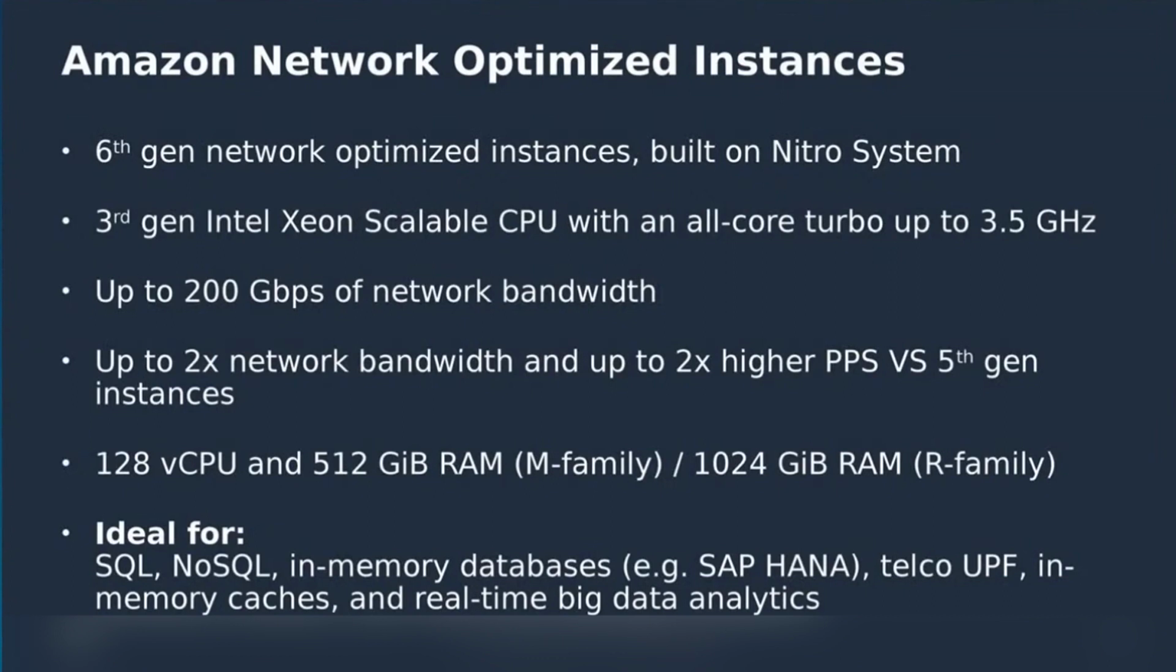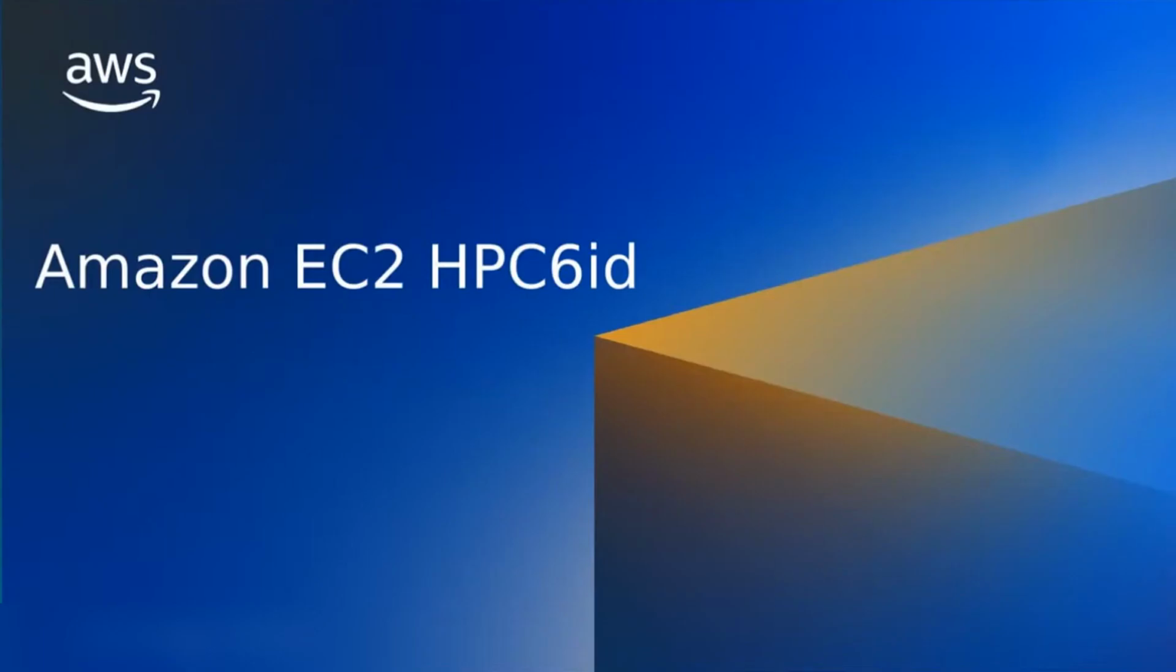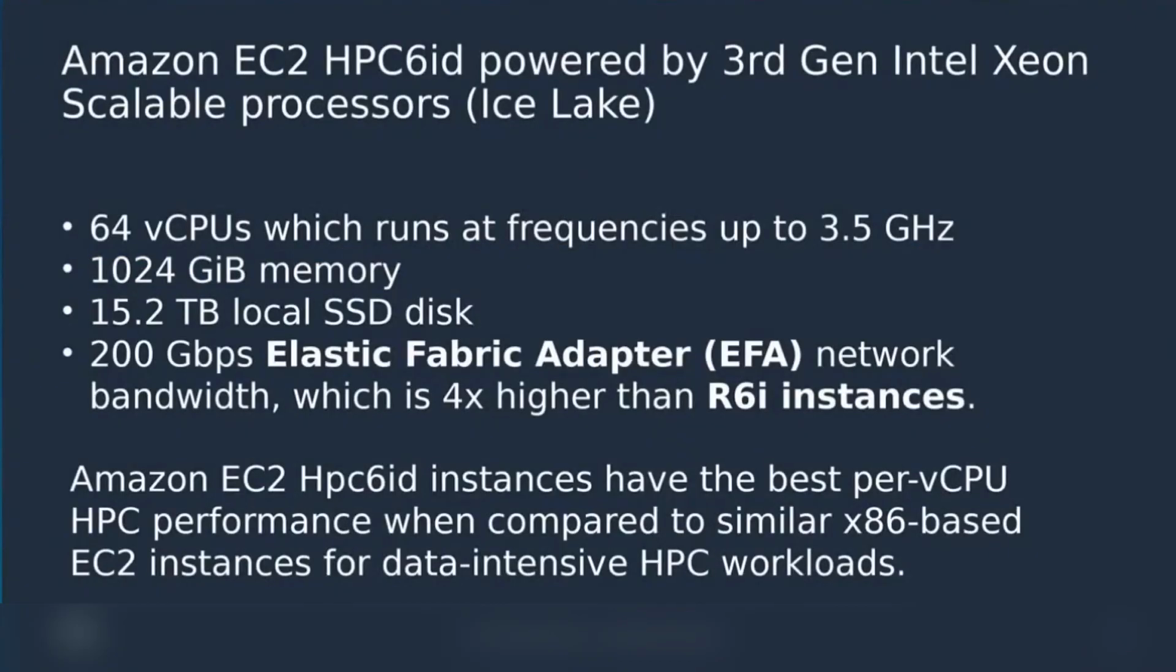I would like to emphasize EC2 HPC6id instances, the purpose of which is to offer cost-effective price characteristics for data-intensive, tightly coupled HPC workloads. They include up to 5 gigabit per second memory bandwidth per vCPU and up to 15.2 terabyte local storage.